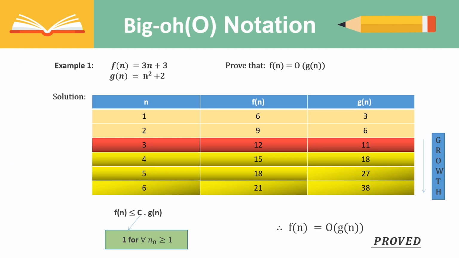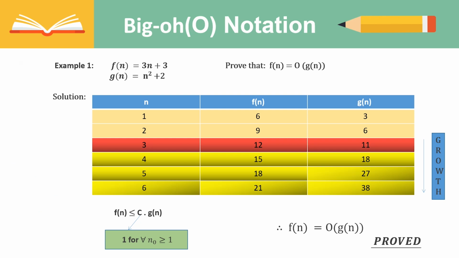Here we have two functions f of n and g of n. f of n is equal to 3n plus 3 and g of n is equal to n square plus 2. You have to prove that f of n is equal to big O of g of n. To prove this, you have to make a growth chart and put different n values. Now observe this growth chart. Here we have three rows: n, f of n and g of n. We have to put different values of n to get different values of f of n and g of n so that we can compare f of n and g of n.